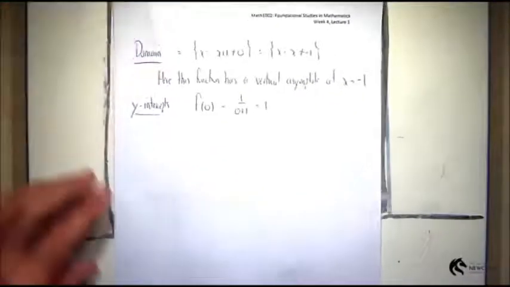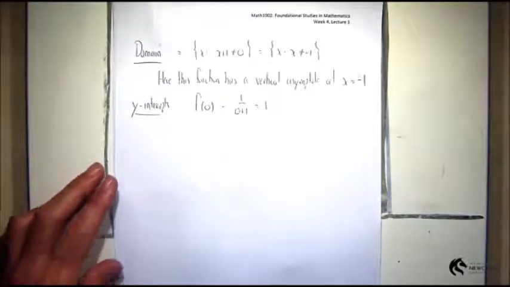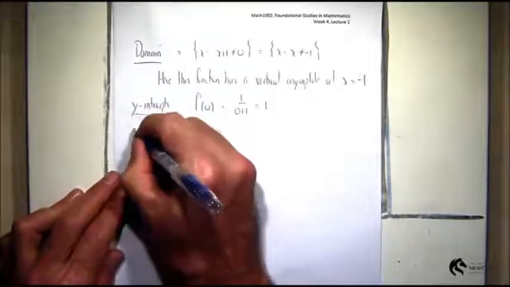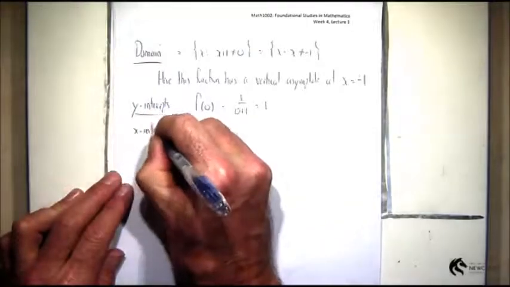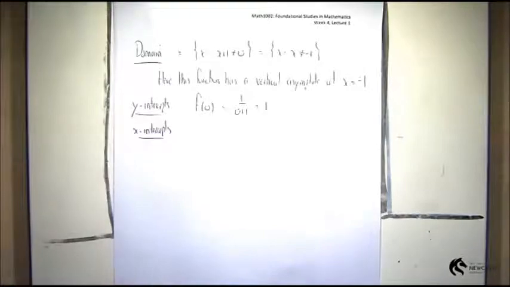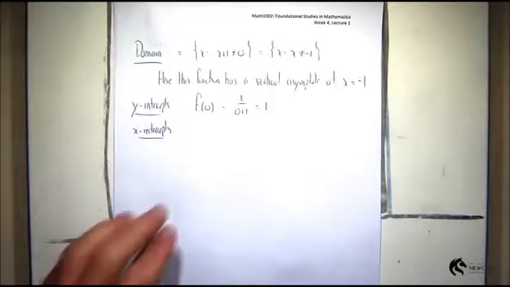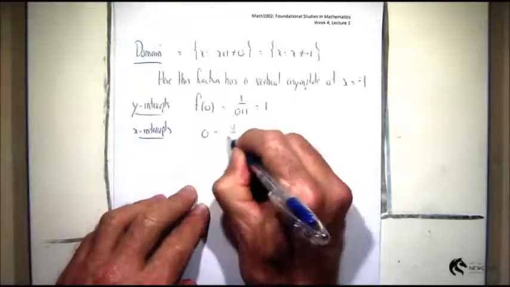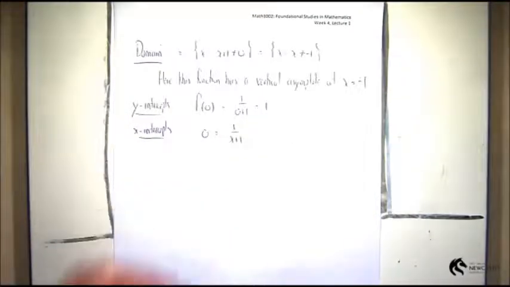It's also handy, if we can, to work out where it cuts the x-axis. We did that for the parabolas. Let's work out the x-intercepts. So what I want to know is for what values of x is the function 0. So I want to solve 1 on x plus 1 is equal to 0.